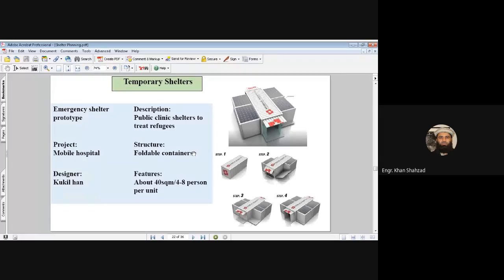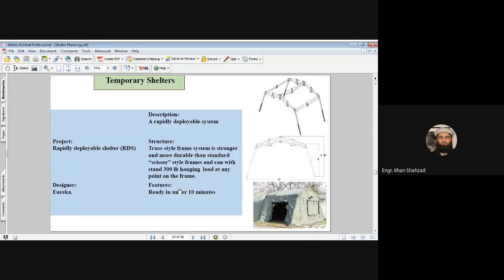Here are some other temporary shelters as well, which can be used for hospitals or for basic health units on sites, or for dispensaries. So emergency shelter prototype, you can see the description, that is the public clinic shelters to treat refugees. Project is mobile hospital. The structure is foldable containers. You can fold it. Our designer is Kokil Khan or someone else. Features are about 40 square meter size, and it can accommodate 4 to 8 persons per unit. This is another one, temporary shelters.